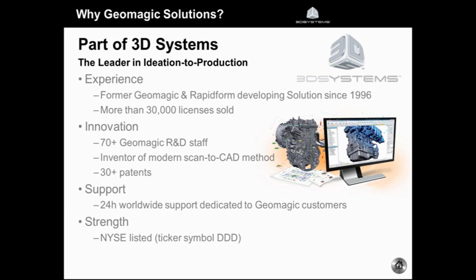The innovation is 70 plus developers from Geomagic. We invented modern scan-to-CAD methods, have more than 30 patents on this, and 24-hour worldwide support in the USA, in Asia Pacific, and in the EMEA region. And we are listed at the New York Stock Exchange with the ticker symbol DDD.